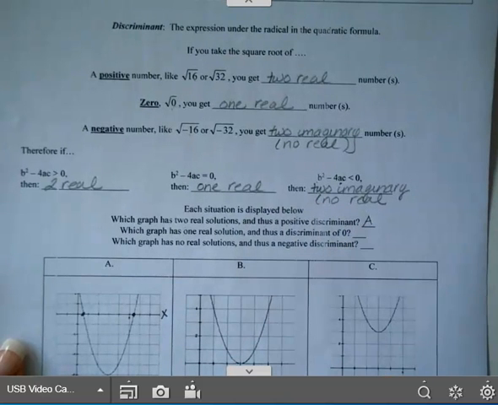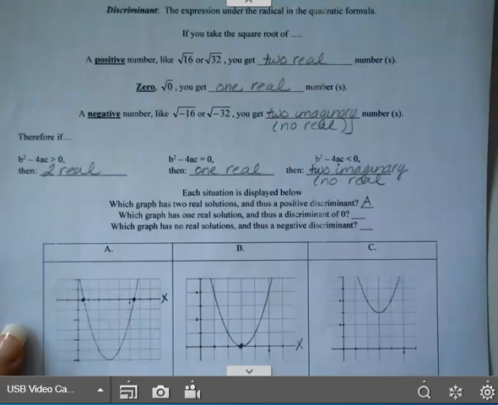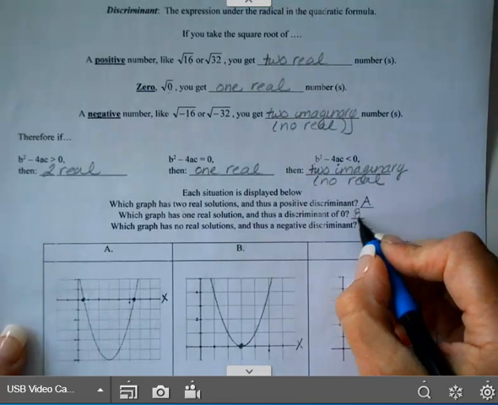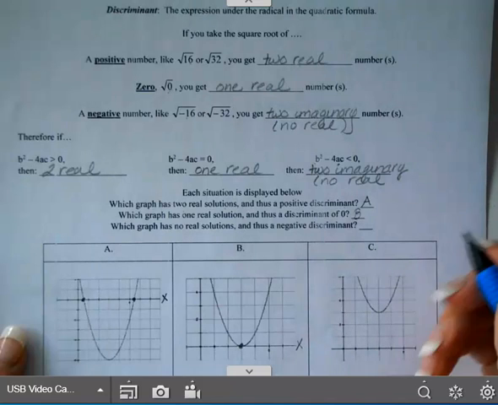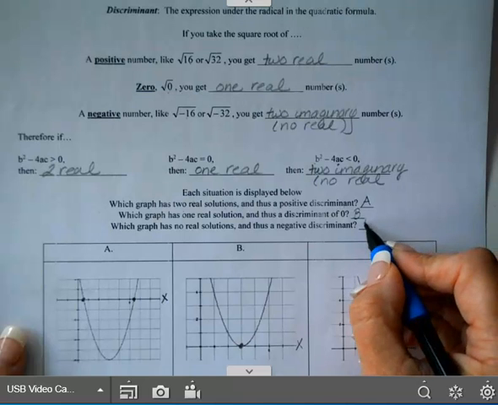The one that has one real solution is graph B. It touches the x-axis, and it only has one place where it's touching. And this last one has no real solutions. There are two imaginary, but there are no real, which means it has no x-intercepts on that one.